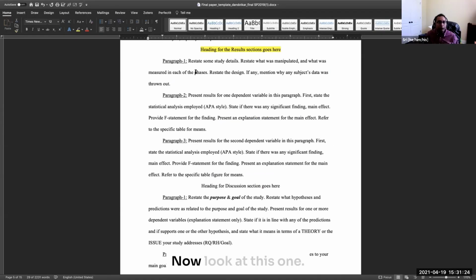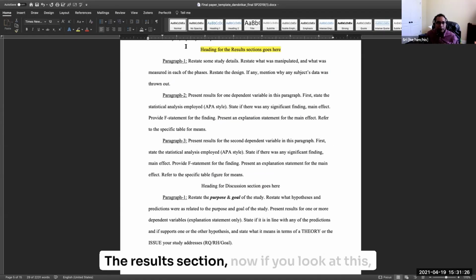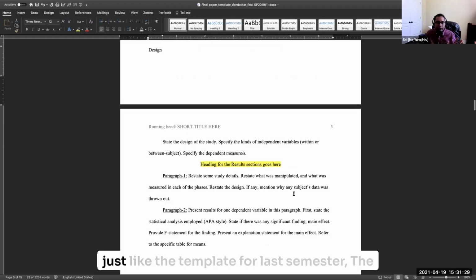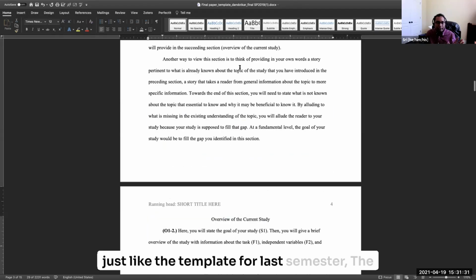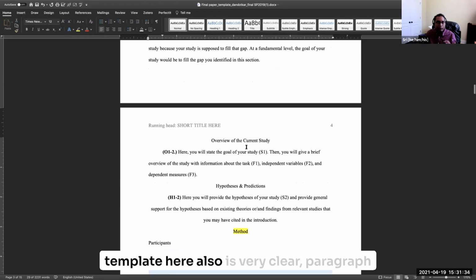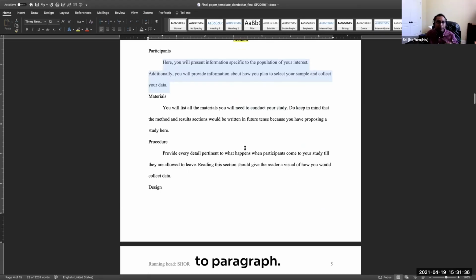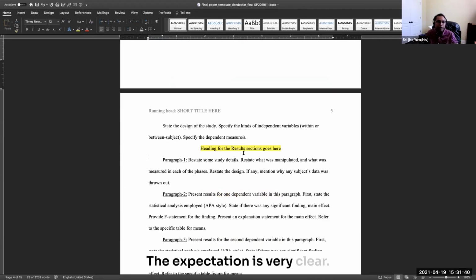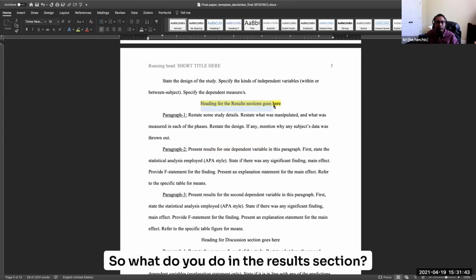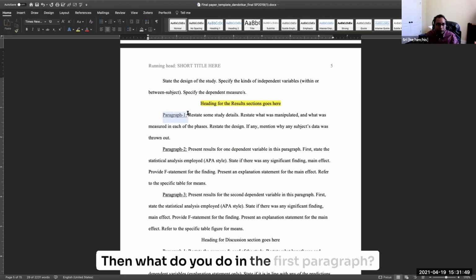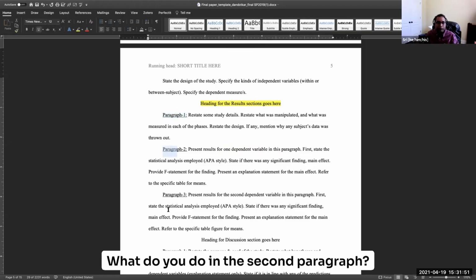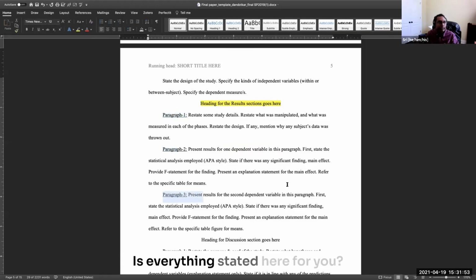Okay. Now look at this one. The results section. Now, if you look at this, just like the template for last semester, the template here also is very clear, paragraph to paragraph. Okay. The expectation is very clear. So what do you do in the results section? You write a heading for the results, which is basically Results, right? Then what do you do in the first paragraph? What do you do in the second paragraph? What do you do in the third paragraph? Everything is stated here for you.